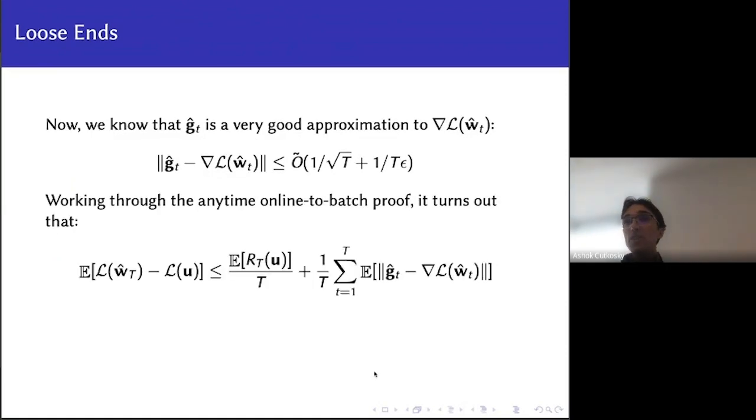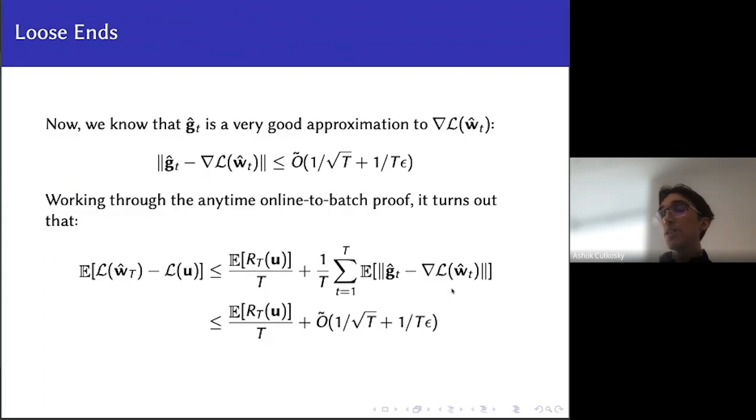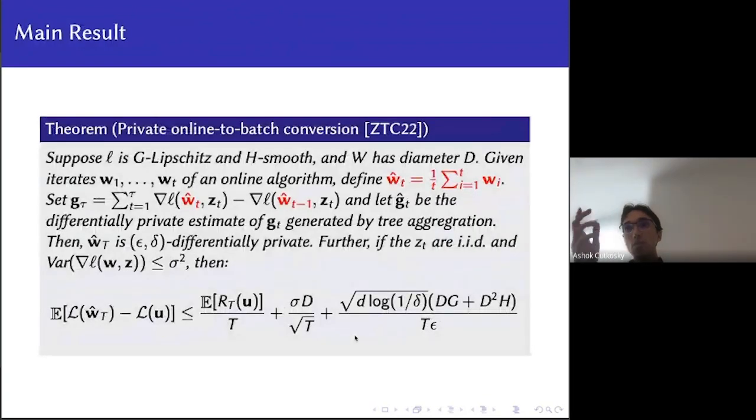So now that we have this property, if you walk through the proof of the anytime online to batch, it turns out that you can get a bound where the suboptimality is bounded by the average regret plus the sum of all these errors, which is going to be order 1 on root T plus 1 on T epsilon. Okay, so that's some calculation. It is a little bit annoying to do, but once you do it, you get the following theorem. So this is the full result.